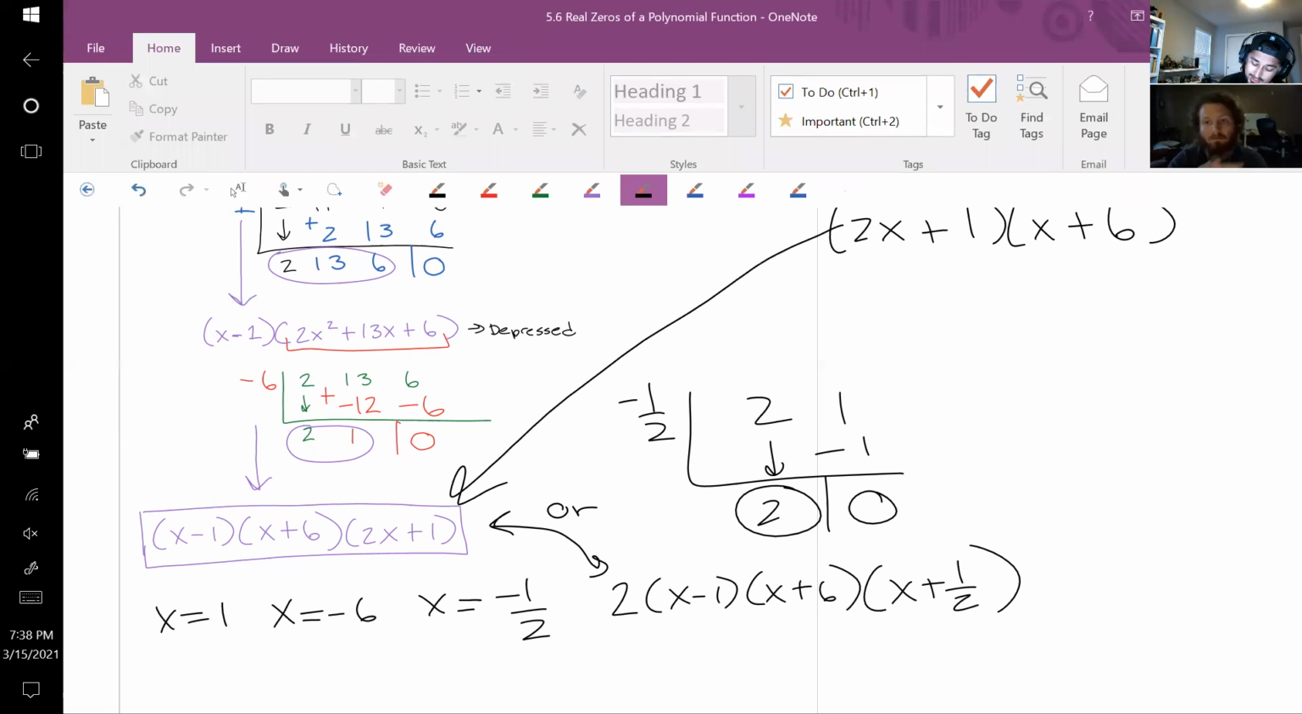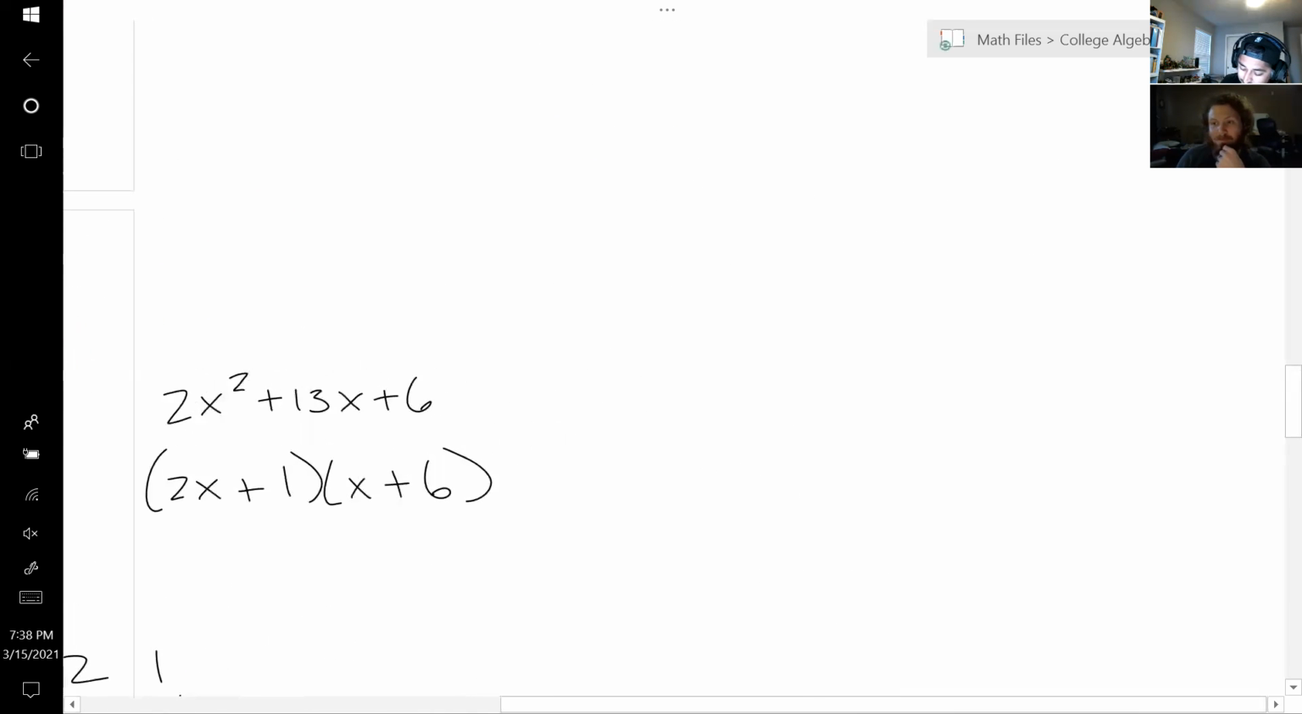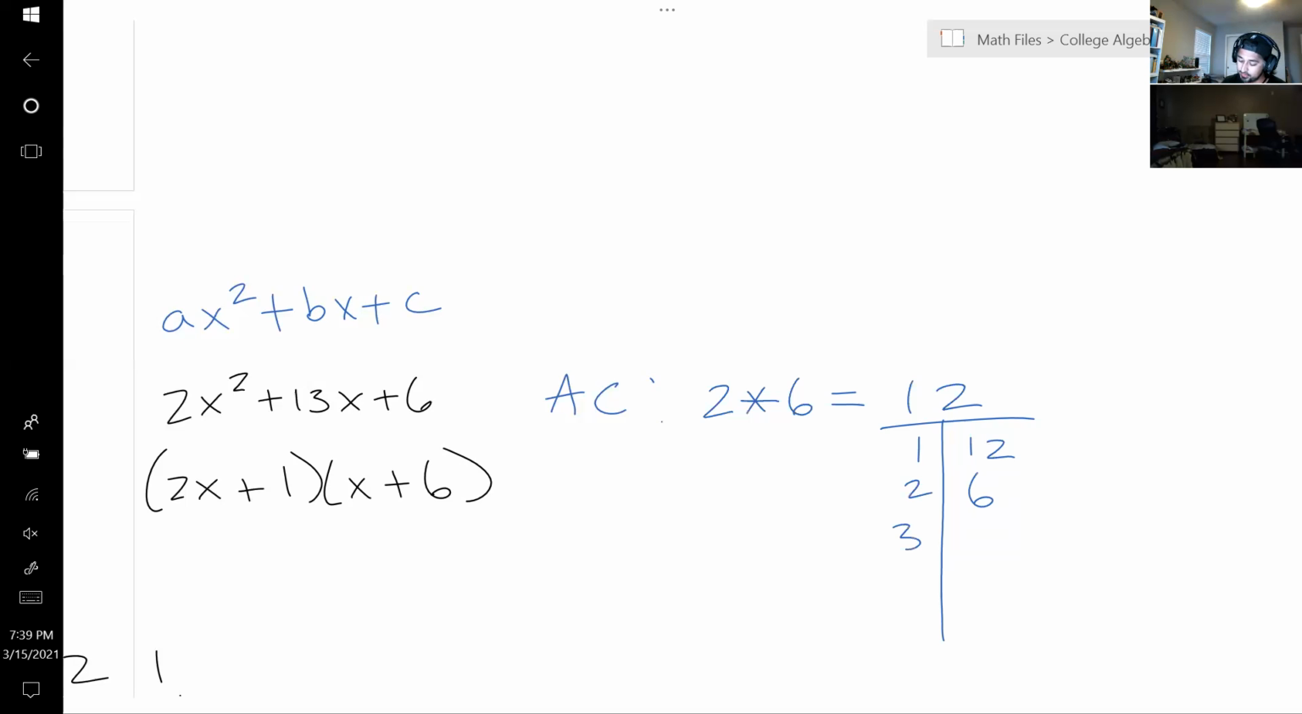But then let's go ahead and show this AC method. Okay, if you guys really want to know it. So AC method, remember that these are in the form of ax squared plus bx plus c. So this means you take a, which is 2, and multiply it by c, which is 6, and that gives me 12. Well, now you're going to list all the factors of 12. 1 and 12, 2 and 6, 3 and 4, and I think that's it without repeating.